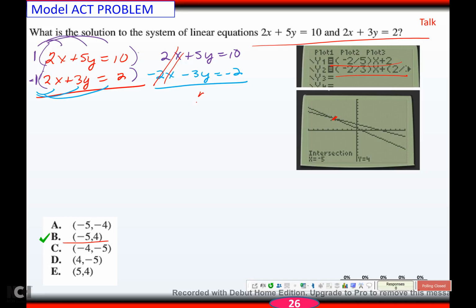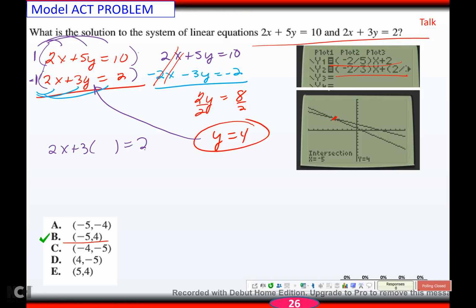5y take away 3y would be 2y equals 8. Divide by 2 and I get y equals 4. Take that back and substitute it into one of the originals. So I'd have 2x plus 3 blank equals 2. And I fill in the blank with my 4. And I solve. 3 times 4 is 12.